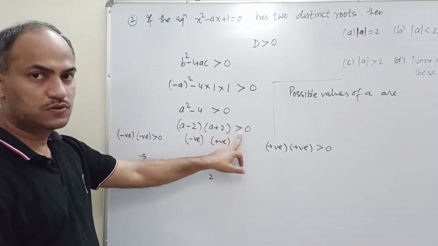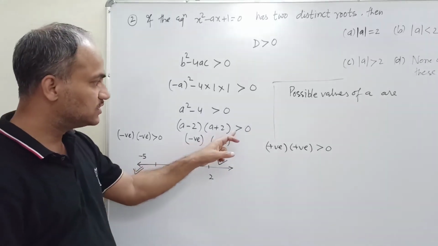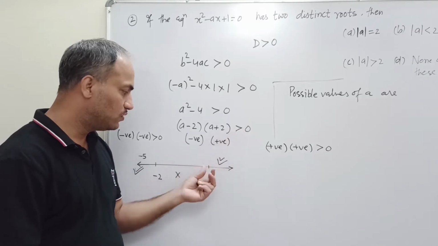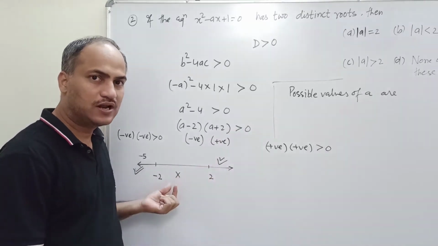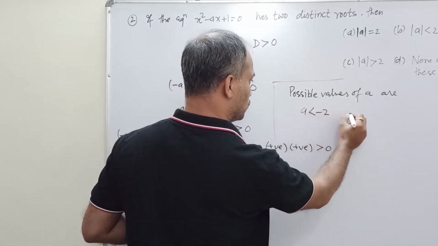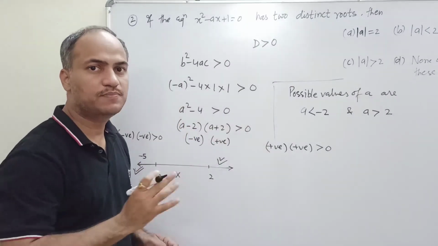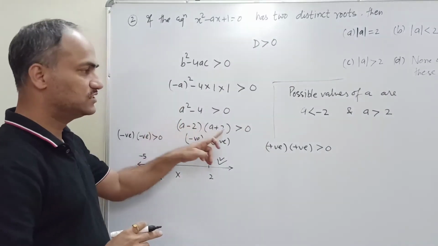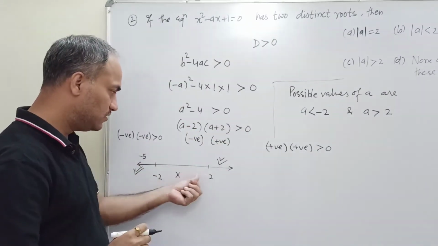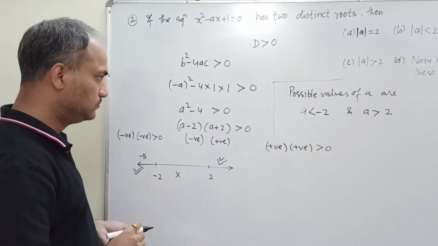Remember, if it were an equal to sign, then we would take equal to also at these points. Since there is no equal to sign, we will only take greater than or less than. So A less than minus 2 and A greater than 2. These are the only possible solutions which can satisfy this. Between minus 2 and 2 we see no value satisfies this.